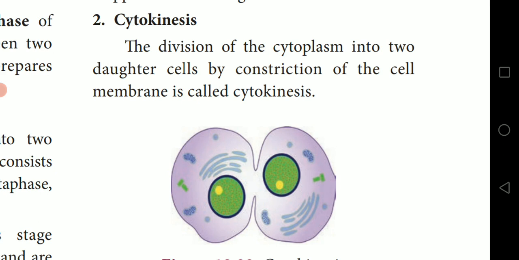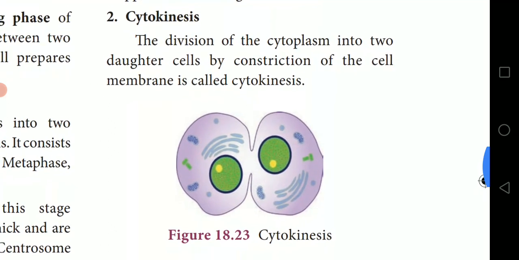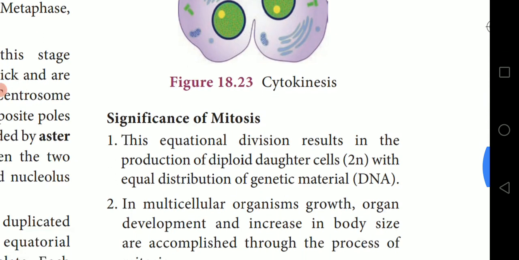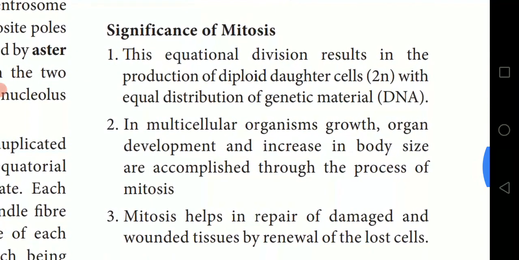The cytoplasm divides into two by constriction of the cell membrane. That is what we call cytokinesis. Just mark it out, 2 marks. Okay, and next one, significance of mitosis. What are the importance of mitosis?